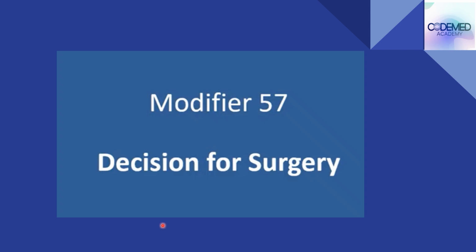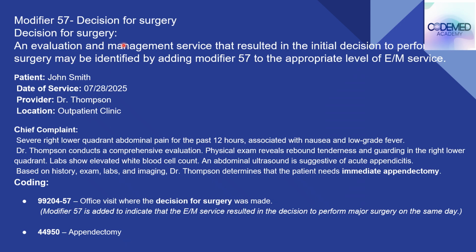So let's begin with the remaining modifier, modifier 57, that is about a decision for surgery. So modifier 57 is a decision for surgery. An evaluation and management service that resulted in the initial decision to perform the surgery may be identified by adding the modifier 57 to the appropriate level of E&M service.